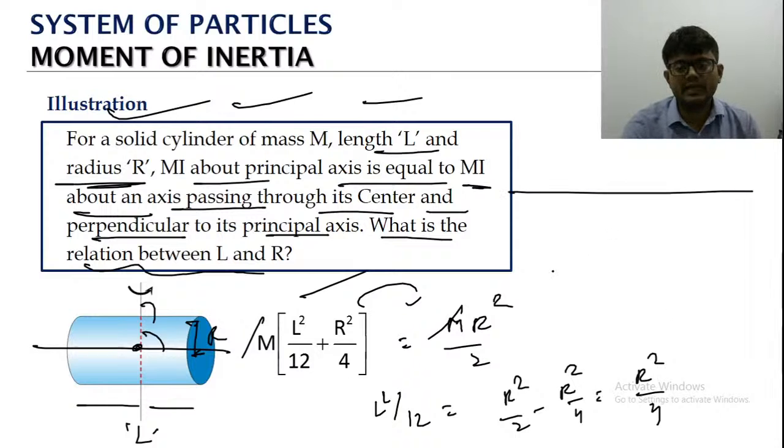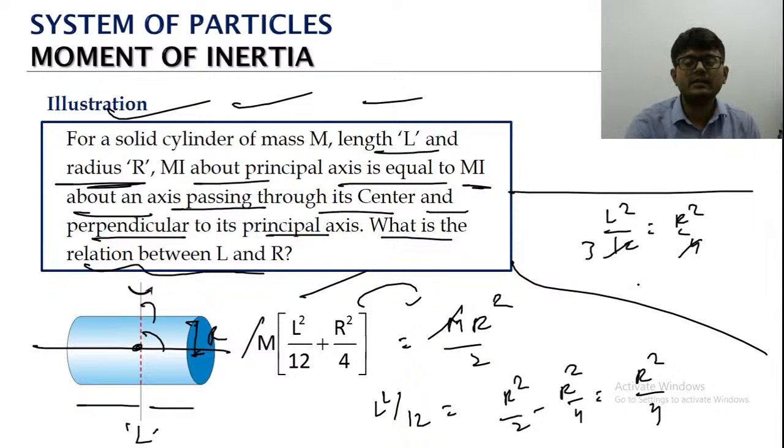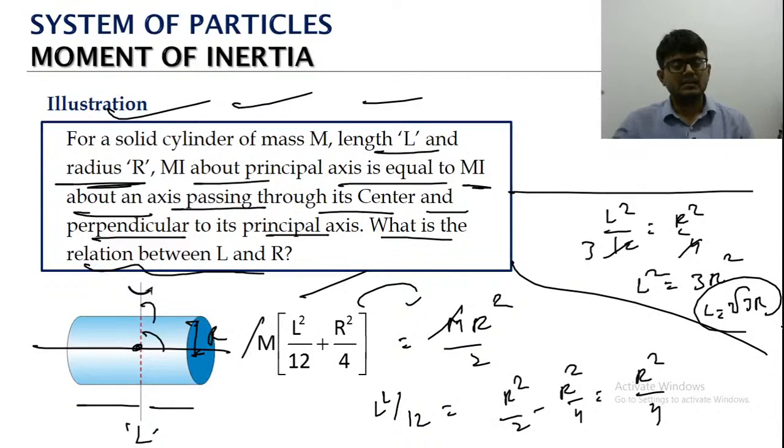So look at this, what we'll have. I'll write it separately here. L square by 12 is equal to R square by 4. 4 ones are 4, 3 fours are 12, which means L square is equal to 3R square. That means L is equal to root 3 times R. That is the relation between L and R.